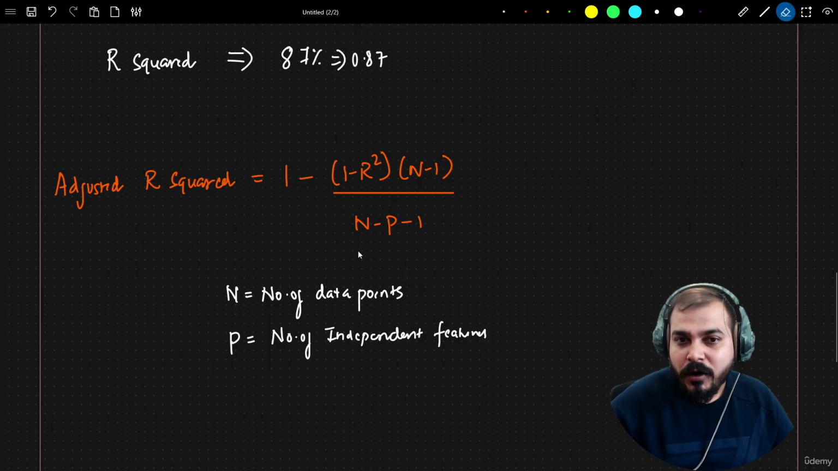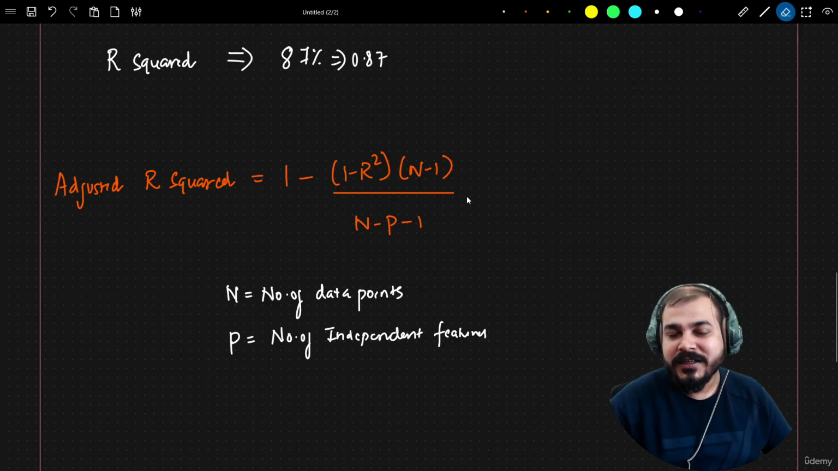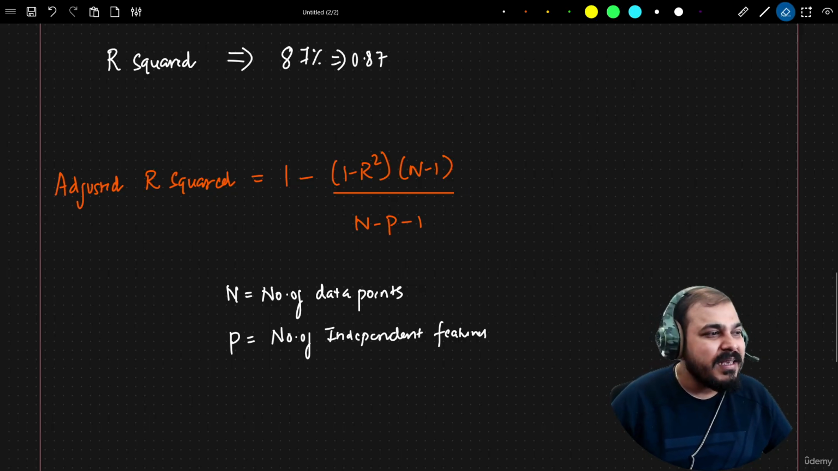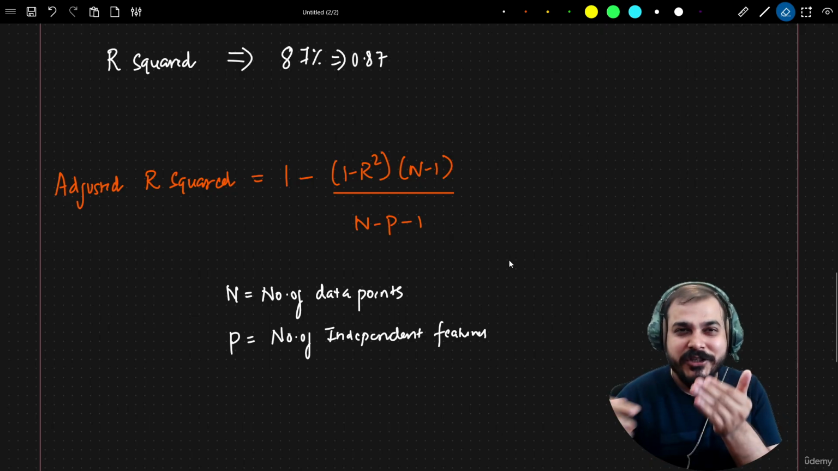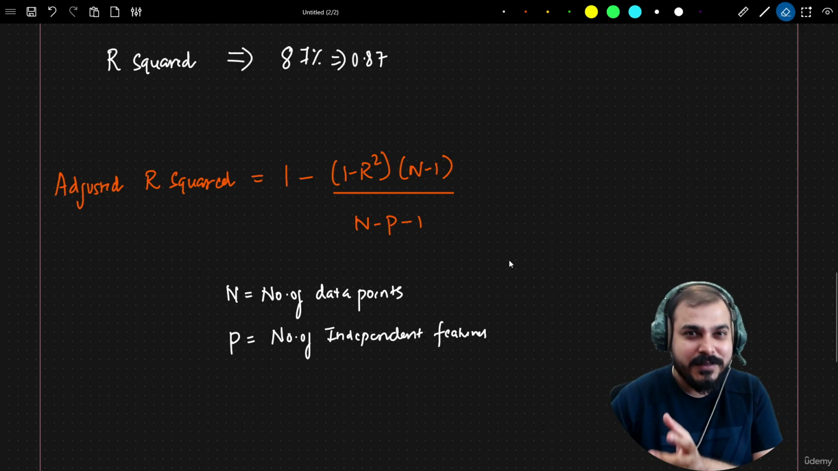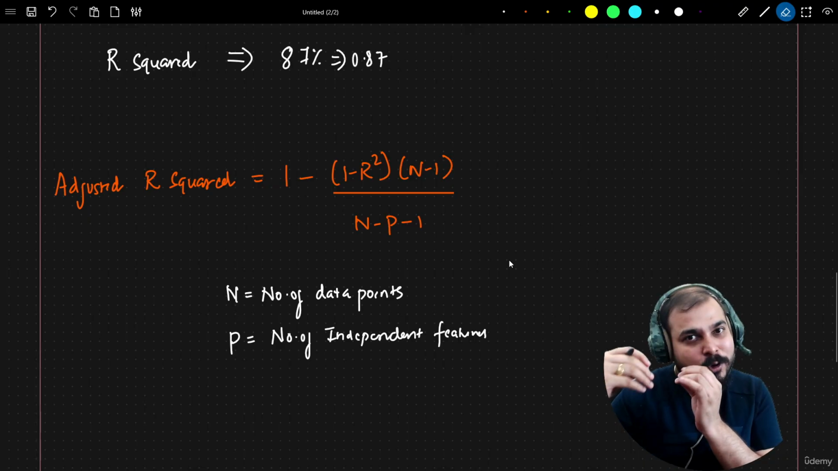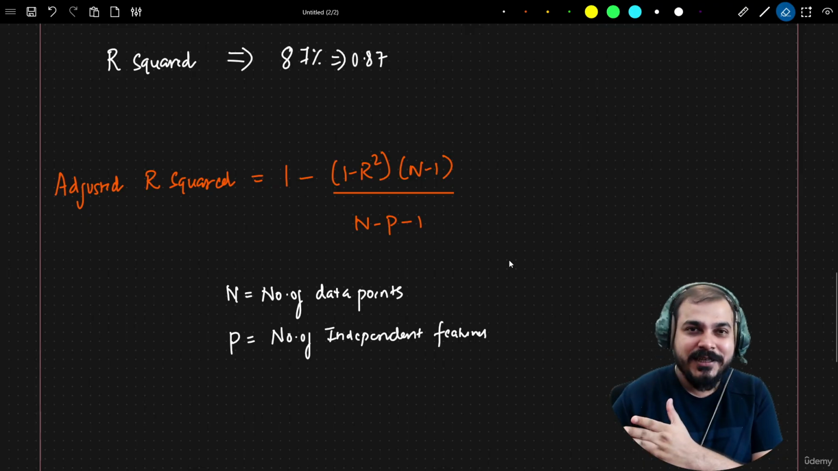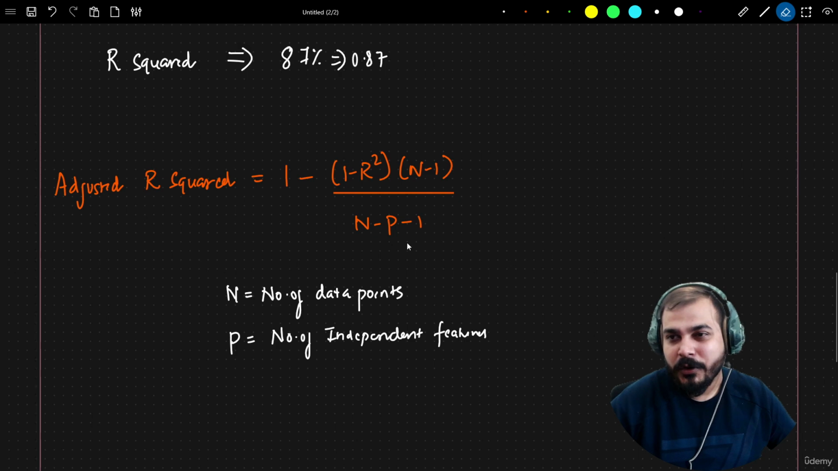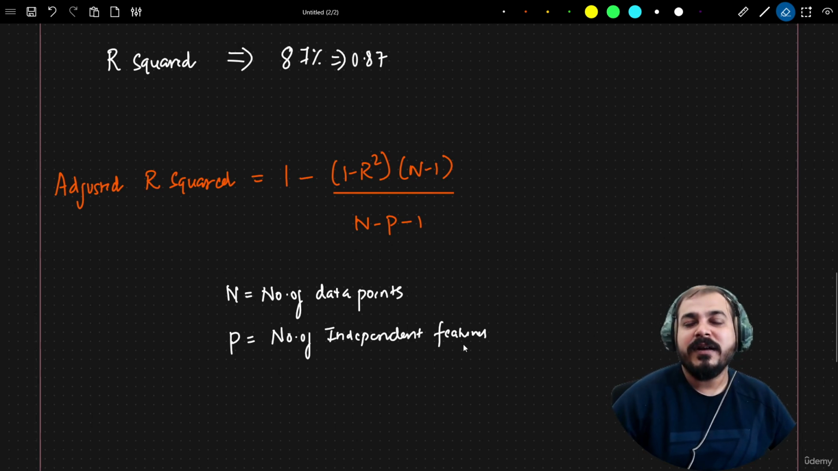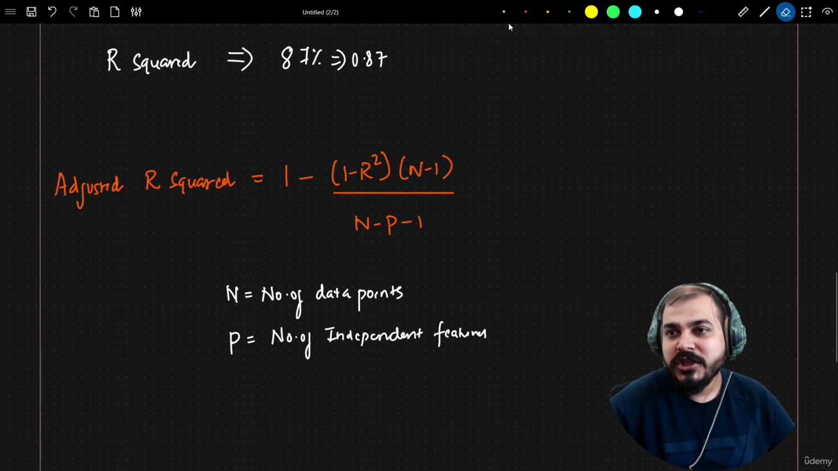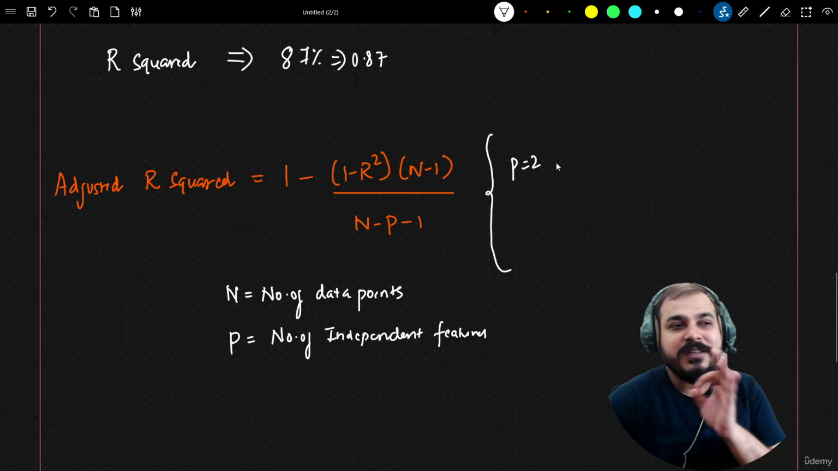Now, guys, with the formula that we have written with respect to the adjusted R square, there is one amazing thing that you will find, and later when we do the practical implementation, it will be clearly visible to you. So let me just note it down here, and in the practical part I will try to show it to you. Now, n means number of data points, p means number of independent features. Let's say initially my p value is 2, so my number of independent features is 2.